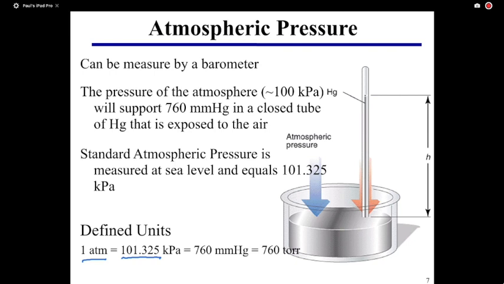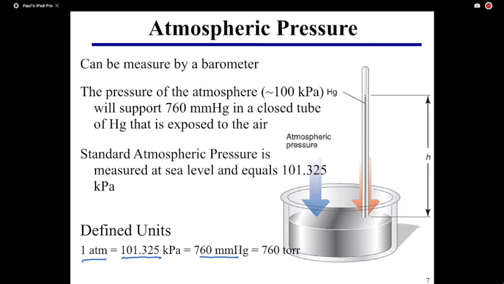Even though kilopascal is the definitional unit, ATM you're going to use much, much more often. But we also measure in millimeters of mercury, or torr. 760 millimeters of mercury. Okay, what's happening here?